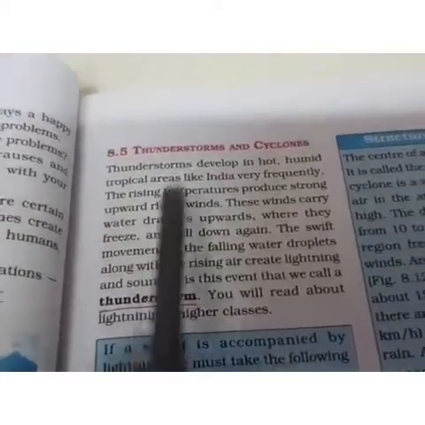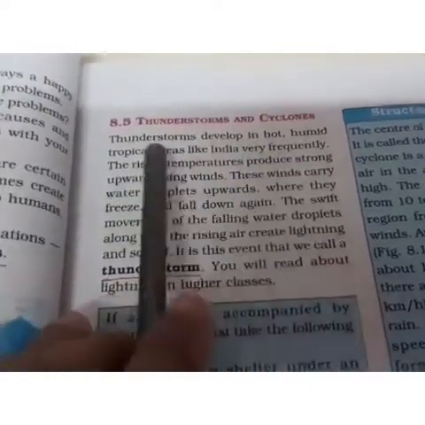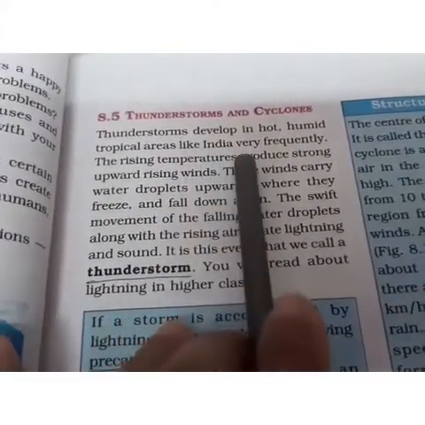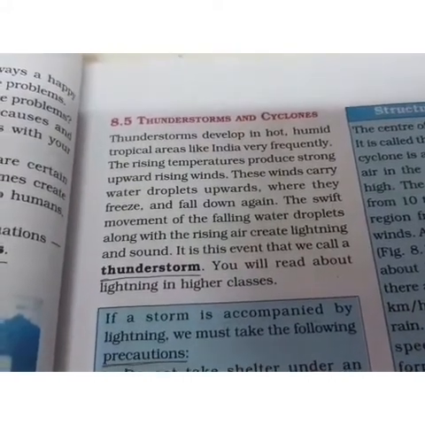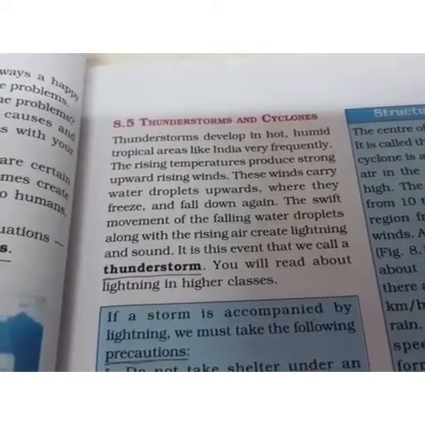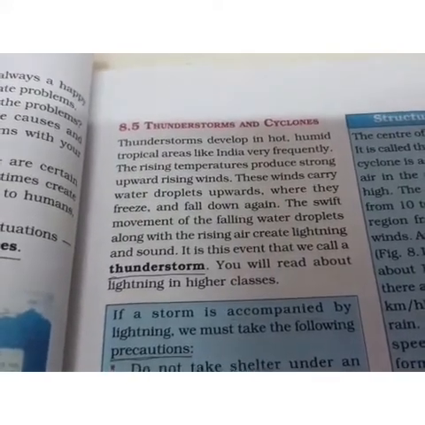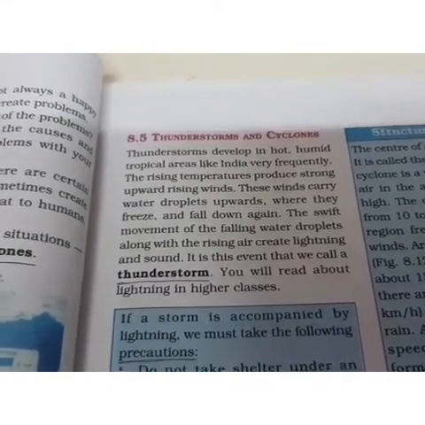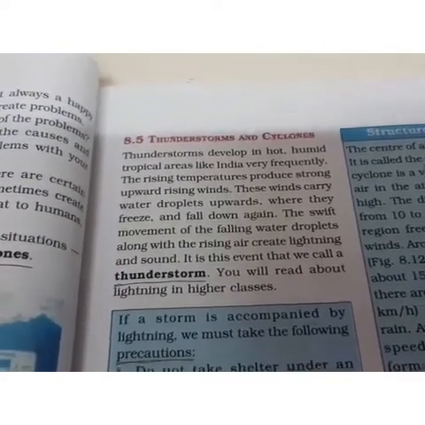Now first, this is 8.5, thunderstorm and cyclones. Thunderstorms develop in hot, humid, tropical areas like India very frequently. Now, which are the places which are very prone to thunderstorms? The hot and the humid tropical areas like India. हमारा इंडिया का टेम्परेचर कैसा है, हॉट और ह्यूमिड है, गर्मी भी है और बारिश भी होती है, मतलब कि मॉइस्चर भी होता है, और ऐसे प्लेसेस में थंडरस्टॉर्म्स काफ़ी फ्रीक्वेंट होते हैं, मतलब रेगुलरली होते हैं.